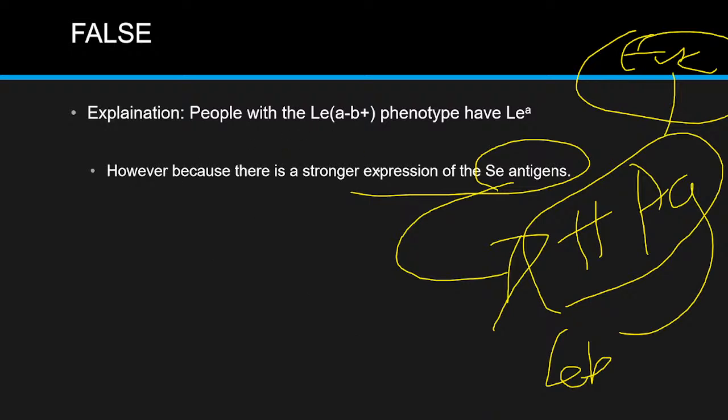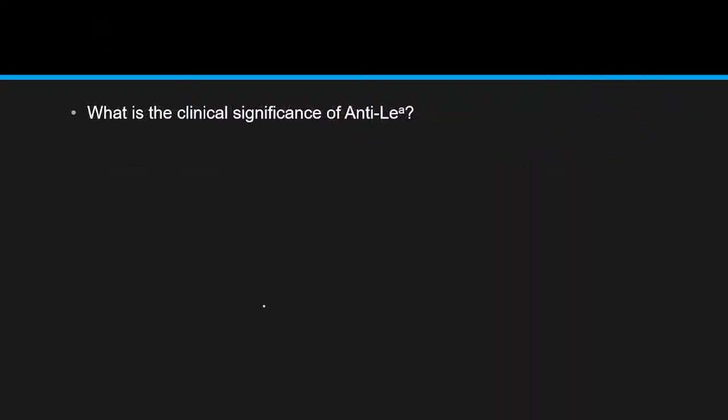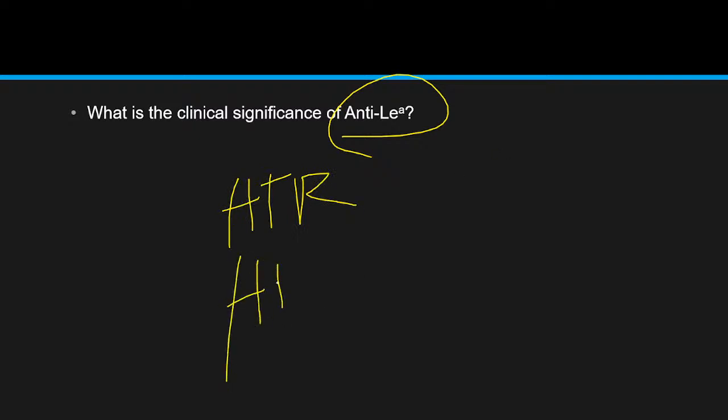You don't develop anti-LEB because A is not really absent. It's just that it's not expressed as strong as the B ones. Why? Because there's so many LEB that the anti-sera will give a weak reaction. Okay, so now let's talk about the clinical significance of anti-LEA. So ano naman, sir? It's not really significant, as I mentioned earlier. They're boring. Okay, not gonna cause HTR and HDFN.